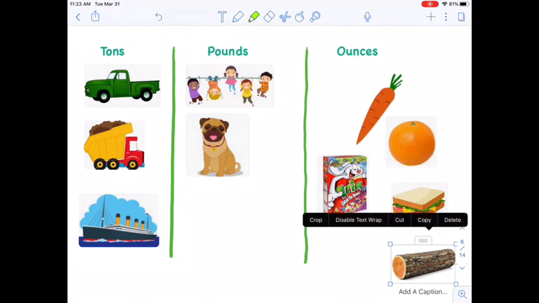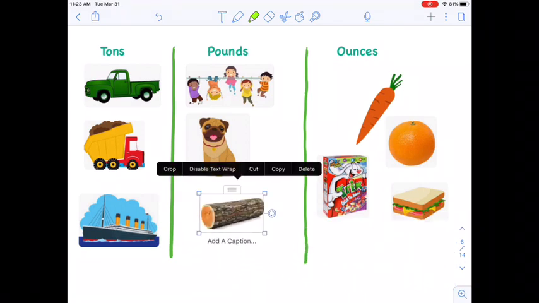How about this log? What do you think? Where would it go? If it was going to be weighed in tons, it would have to be 2,000 pounds. I don't think that log weighs 2,000 pounds. Do you think it's as light as a carrot or an orange? Probably not. I think I would put it in pounds also.